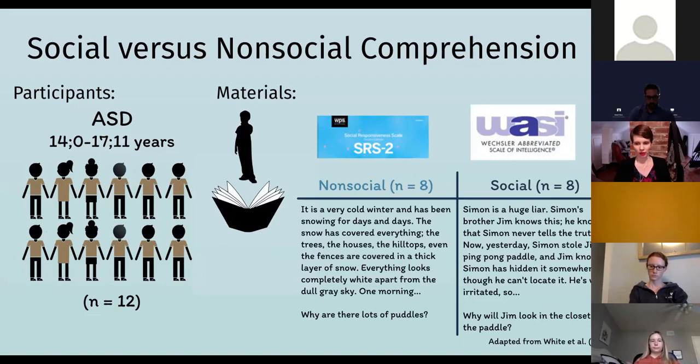So here I have an example start of a text from a non-social story, and then a social text. So you can kind of see some of the differences. Basically, these were pretty short texts, no longer than a paragraph, and then children had to answer one question about the text that they read.